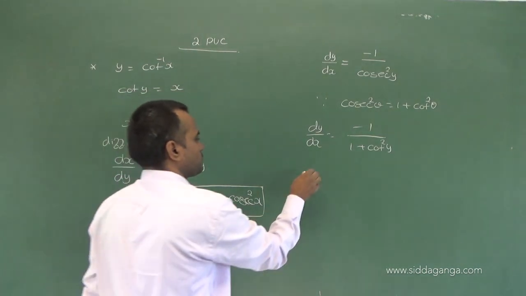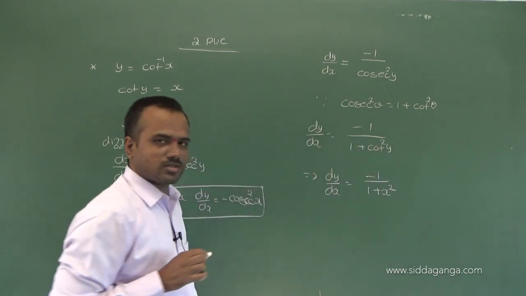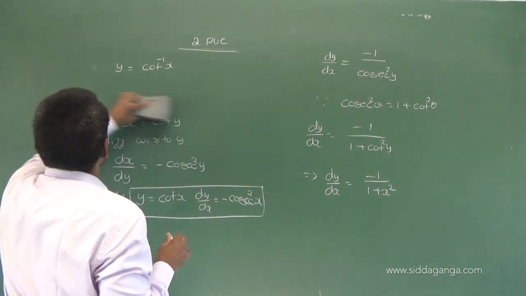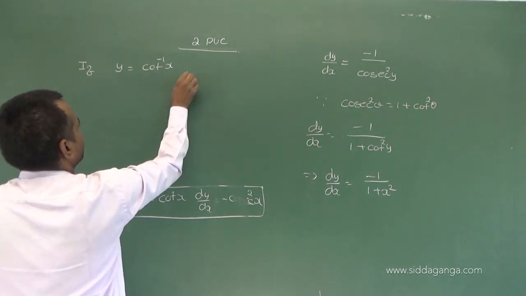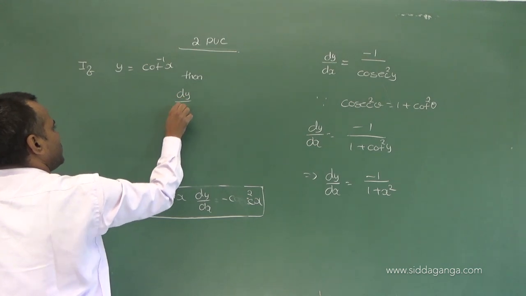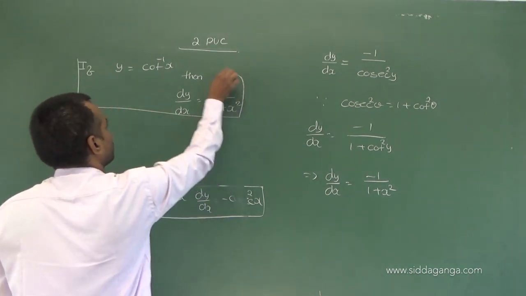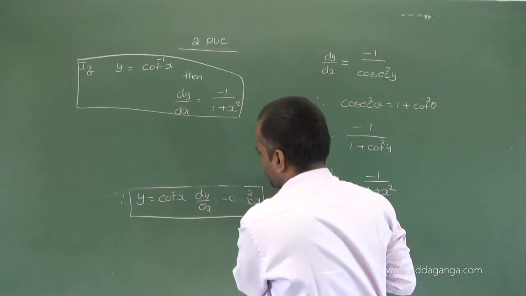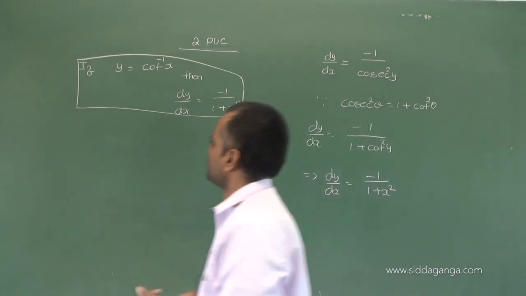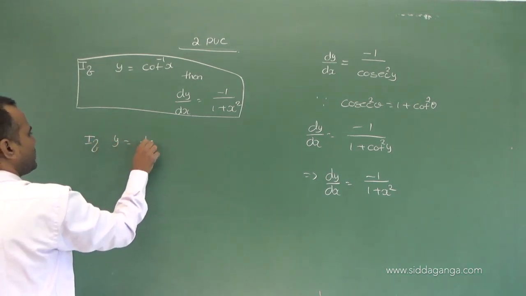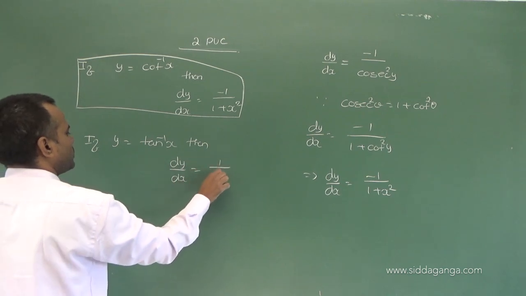Because cot y is equal to x, that implies 1 plus x square. Therefore, if y is equal to cot inverse x, then dy by dx is minus 1 divided by 1 plus x square. See, if y is equal to tan inverse x, then dy by dx is 1 divided by 1 plus x square.